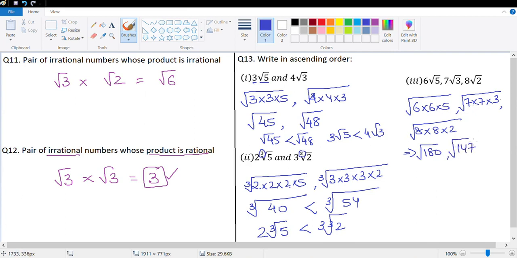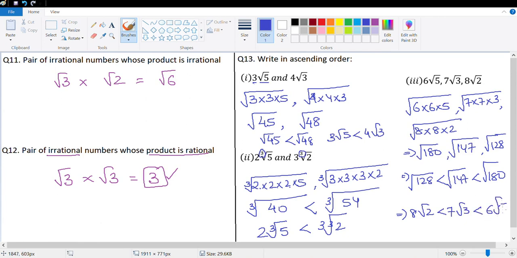And the last number is 64 into 2. That's 128. So if I write it in ascending order, that would be root 128 is less than root 147, which is less than root 180. Let's write it in the form it is given in the question. So 8 root 2 is less than 7 root 3, which is less than 6 root 5. That's my final answer. Let's look at the next one.